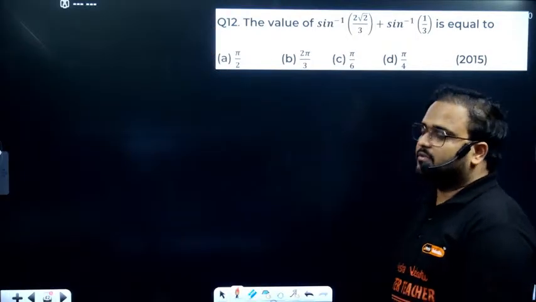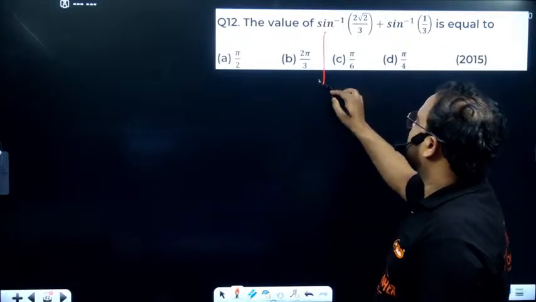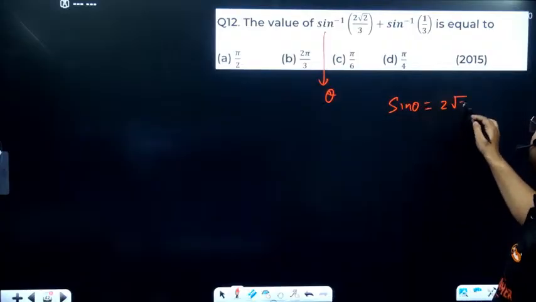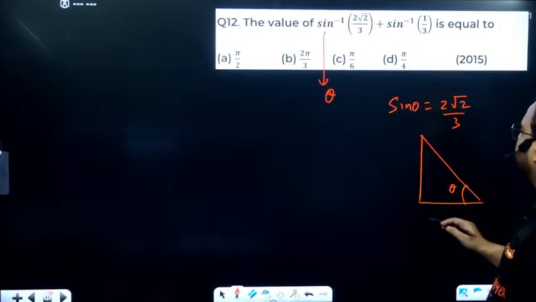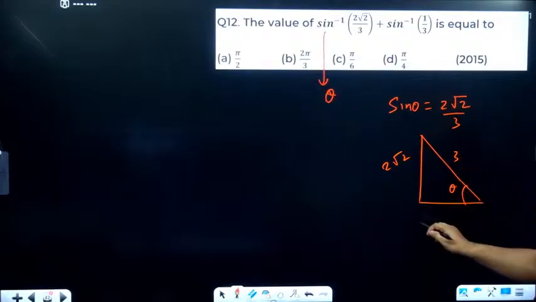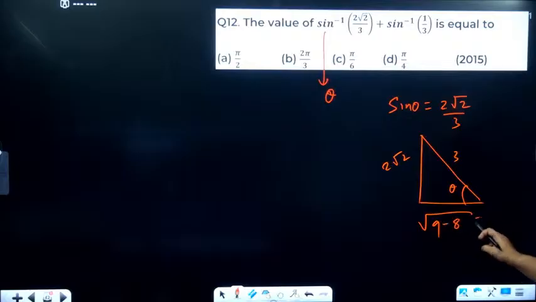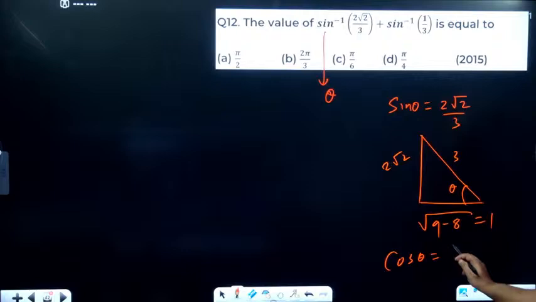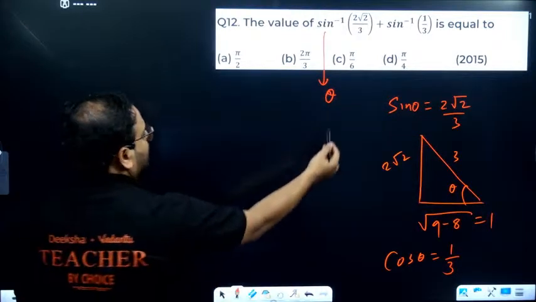The value of sine inverse of 2 root 2 by 3. How do you go about this? Same thing, sir. Take it as theta. So, sir, sine theta is 2 root 2 by 3. Right angle triangle. This is theta. This is 2 root 2. This is 3. Check. 3 square is 9. Square of this is how much? 4 into 2. That's 8. Answer is coming as 1. So, write the value for this. Cos theta, you get 1 by 3.